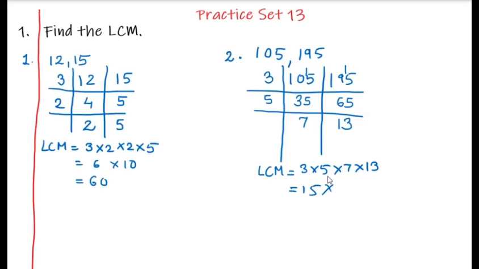Now if you multiply these two numbers in the rough work, you will get the answer 1365. You can do this multiplication in rough work. So the LCM of both these numbers is 1365.